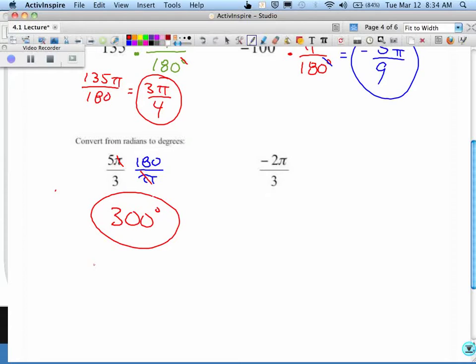Negative 2 pi over 3, what are you going to do? Sneaky form of 1 with pi on the bottom. Get rid of pi. Again, I would probably in my head do 180 divided by 3, which is 60, times negative 2. And I get negative 120 degrees.